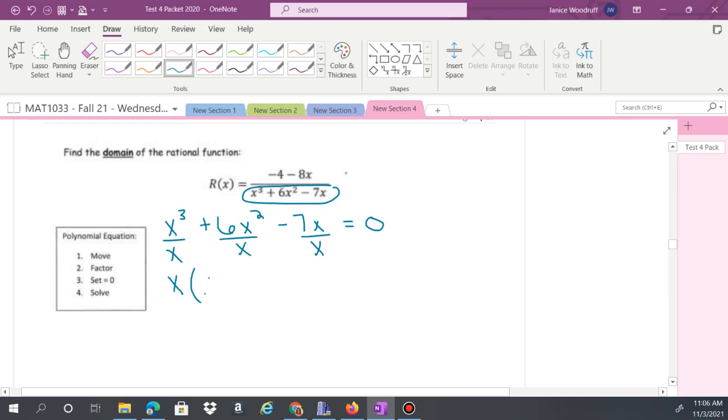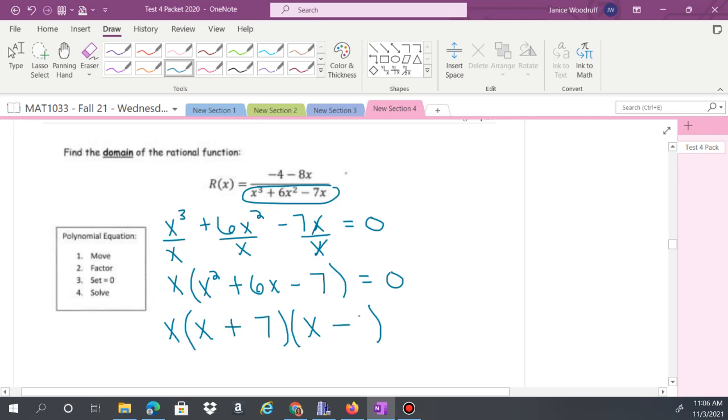X cubed over x is going to give me x squared. 6x squared over x would give me a 6x. And then the x's cancel here for a negative 7. Then I'm going to continue to factor this. It's a monic trinomial. So I'm going to put my parentheses, and I'm going to split the x squared into x and x. And then I'm going to say, okay, what multiplies to negative 7 but adds to positive 6? And we're going to say 7 and negative 1. x plus 7, x minus 1. Okay, so I have factored that.